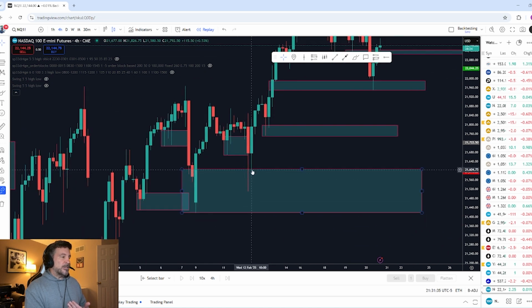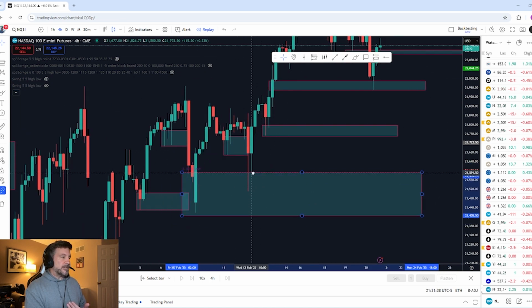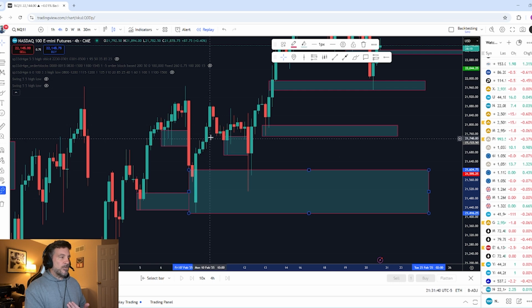All right, so here's another 4-hour order block. I'm going to move it around so you can see it right here. And you see how price comes up and it retests this order block and then continues moving in this direction? That happens a lot. Not all the time, but from a probability standpoint, it happens quite often.